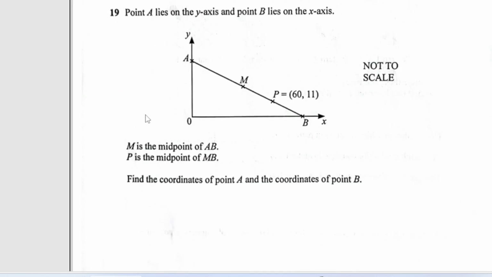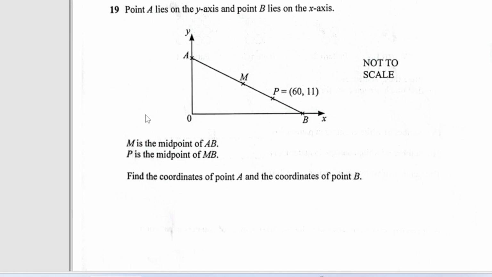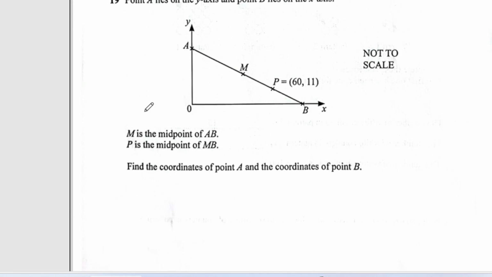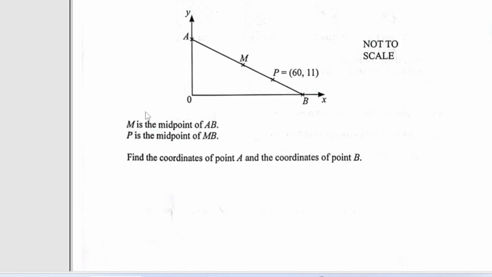Now the next one, question number 19, this is a bit tricky, you guys need to be very careful for this one. Point A lies on the y-axis and point B lies on the x-axis. So we have this information, read the information and always underline the keywords. M is the midpoint of AB, P is the midpoint of MB here. Find the coordinates of A and point B.